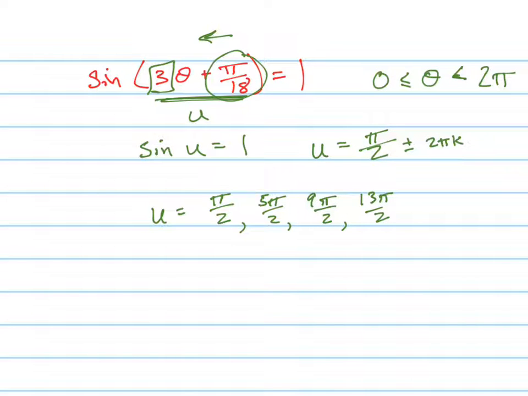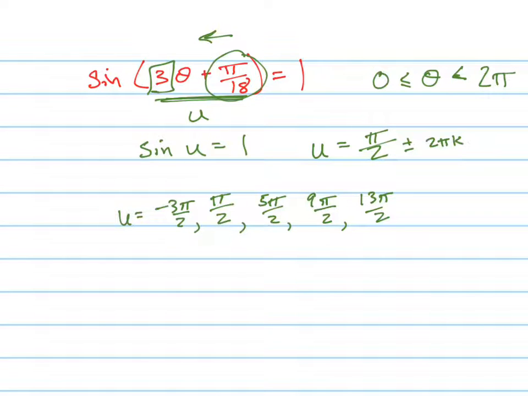In fact, let's even subtract one. Let's go this way once: negative 3 pi over 2, if I subtract 4 pi. So those are all my u's, and I'm pretty sure some of those aren't even going to need to be used.